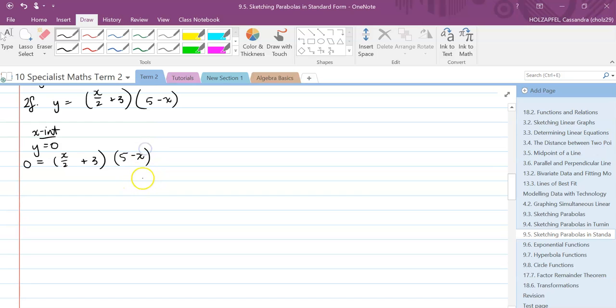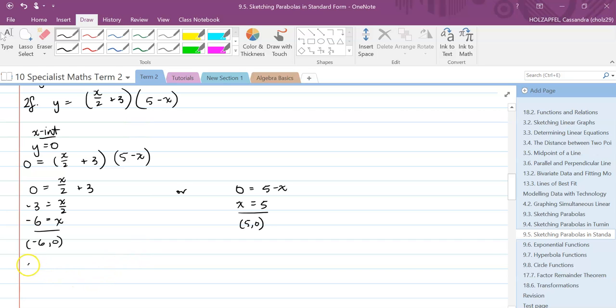So because this one's a little bit trickier, we could write this out. So 0 will either be equal to x over 2 plus 3, or 0 will be equal to 5 minus x. So now when I rearrange this equation, we'll get negative 3 is equal to x over 2, and so therefore negative 6 will be equal to x. Let's do the same thing now with our other root, so I'm going to add x to the other side so that x is equal to 5. So we now have our two x-intercepts.